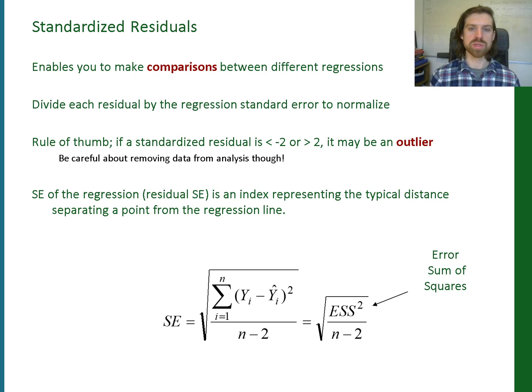So standardized residuals, something which we haven't gone into too much detail about yet, but which we did use in those previous plots, just allow us to make comparisons between different regressions. We divide each residual value by the regression standard error to normalize. There's a rule of thumb: if the standardized residual is below -2 or over 2, it might be an outlier. And if there's an outlier in your data set, then you might need to make a decision about whether you leave it in or remove it. This is, again, a bit of a grey area, because it comes down to you as a researcher deciding what you think is sensible based on your questions.